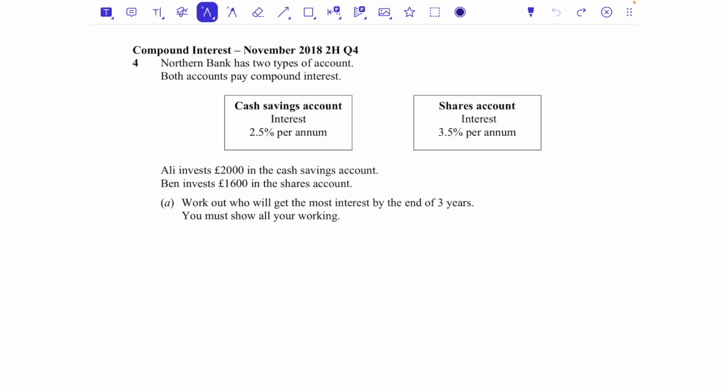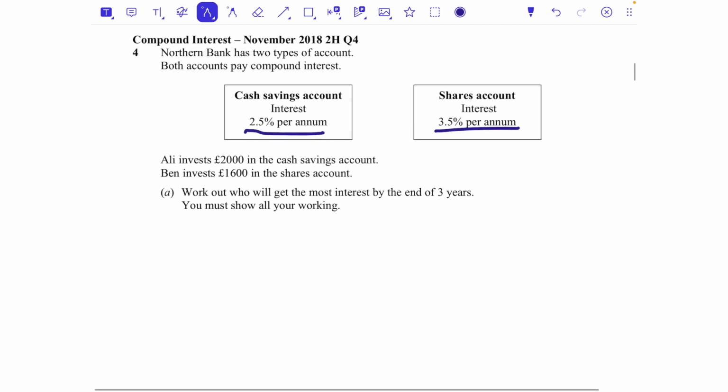Both accounts pay compound interest. We've got the cash savings account, we've got the shares account. And the interest is 2.5% per annum in this account and 3.5% per annum in this account. Per annum means per year. Annum, annual, it's per year. Ali invests £2,000 in the cash savings account and Ben invests £1,600 in the shares account. Work out who will get the most interest by the end of 3 years. You must show all your working.